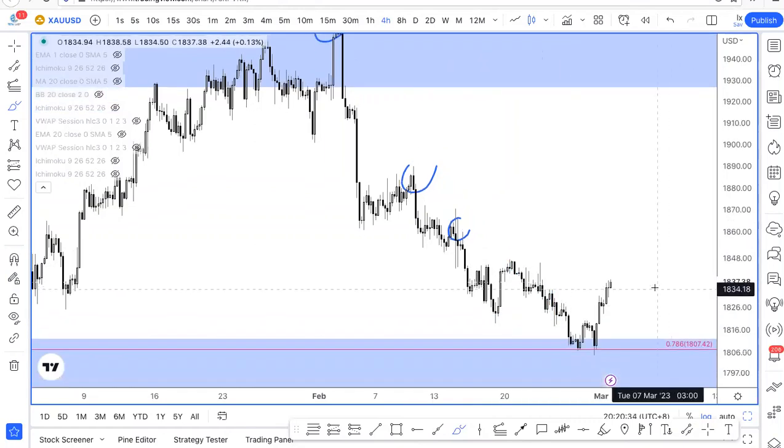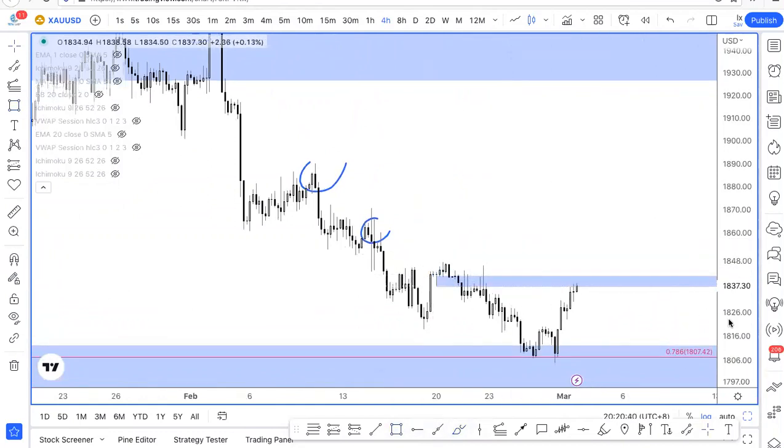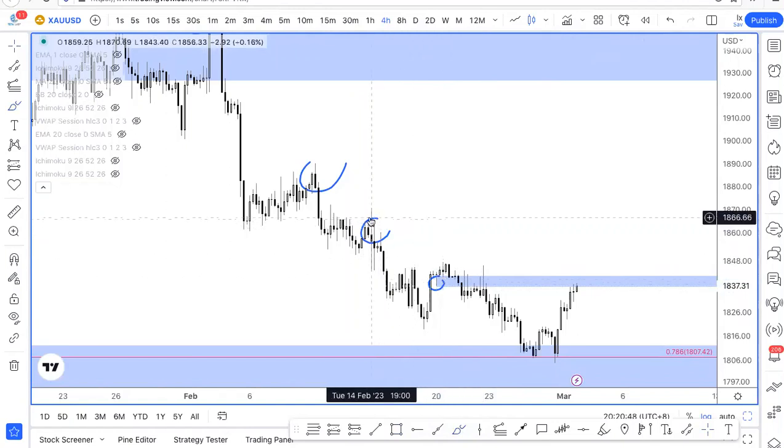In terms of the first resistance area that we can find, you can see that it's actually this zone here, where price is currently testing. So you can see this support area, with price coming in again with long wicks. Let me just remove the rest of these markings.